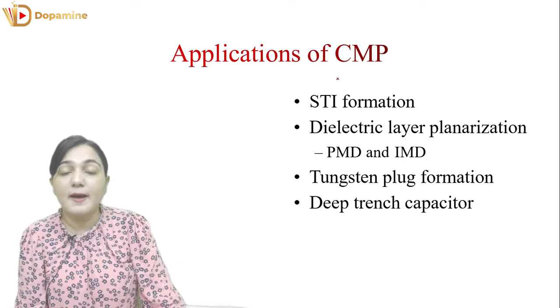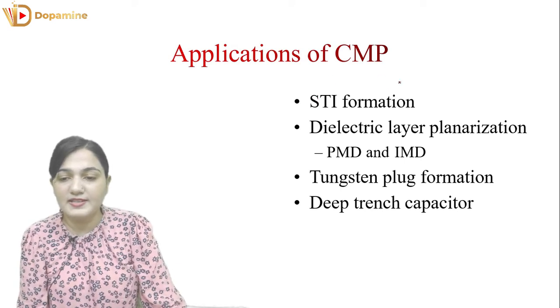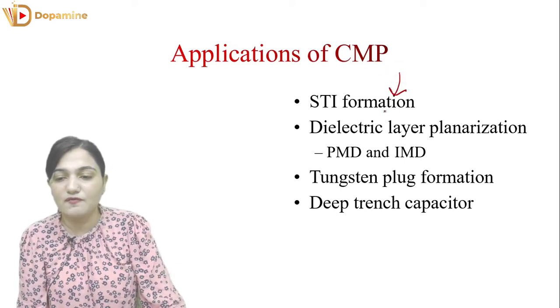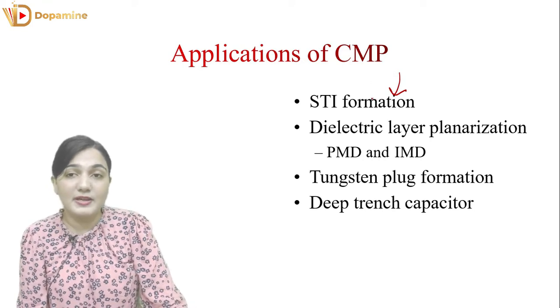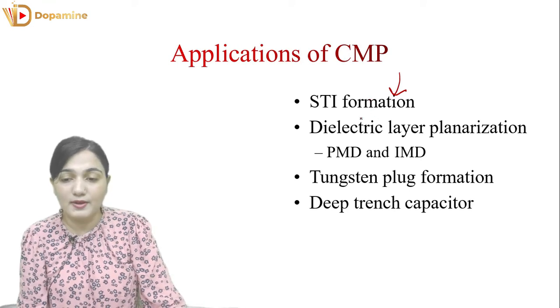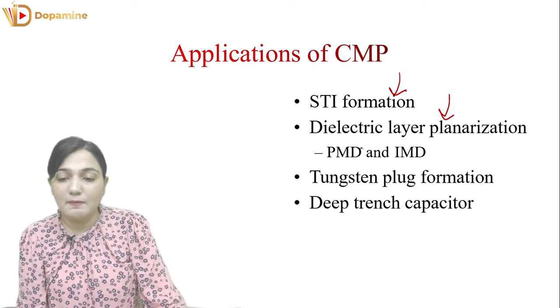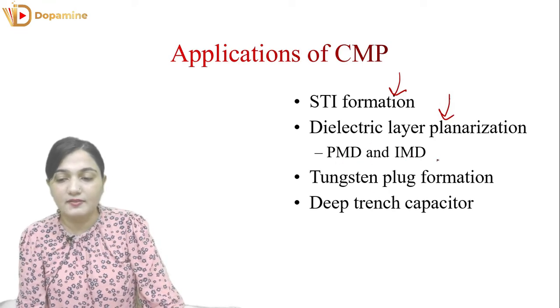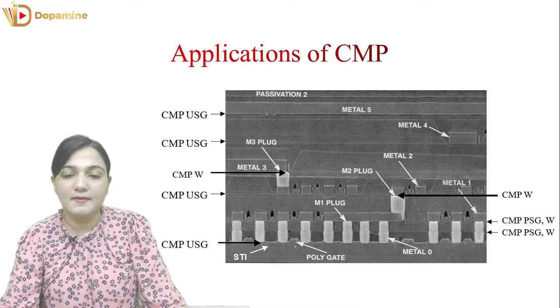Now coming to the applications of CMP. The first application is shallow trench isolation formation. When the shallow trench isolation is formed, it will form a rough surface on the wafer, but we require CMP now here. Dielectric layer planarization is done with the help of CMP for the pre-metallic dielectric and the intermetallic dielectric. For the tungsten plug formation we also require CMP. For the deep trench capacitor we require CMP, right?